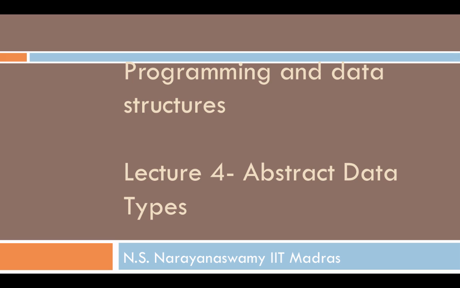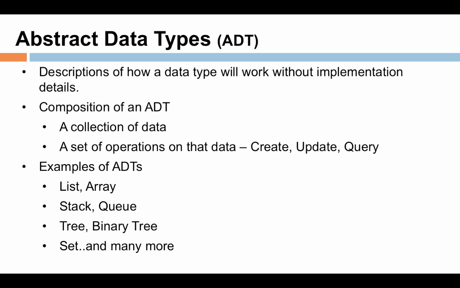All right, so this lecture, the fourth one in this whole course, is about abstract data types. And this is a very fundamental concept in the whole study and implementation of different data structures. So you have to pay attention to what the definition of an abstract data type is. So what does an abstract data type actually do? An abstract data type tells you how a data type will work, and this description of how a data type will work will not involve any of the implementation details.